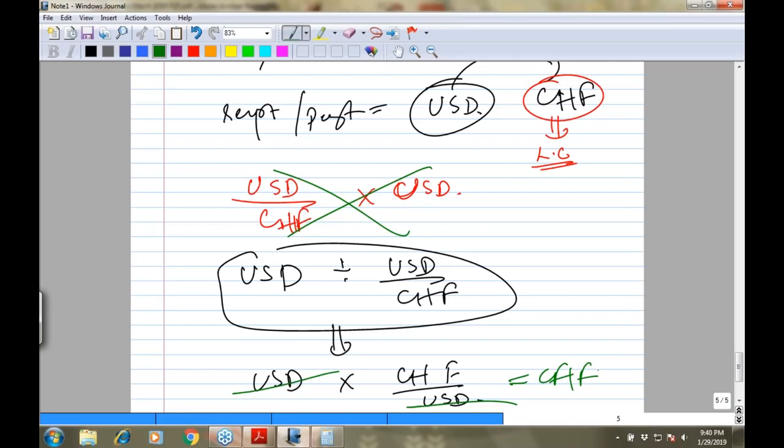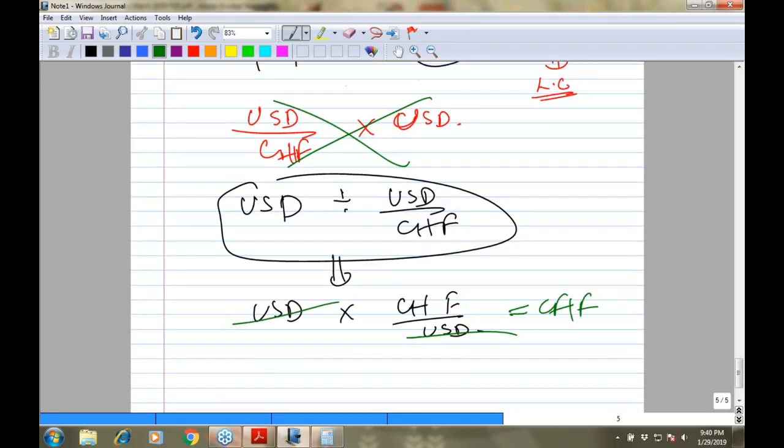So the USD gets cancelled out and you get the cash flow in terms of CHF. Whenever you want to deal with the currency conversion, always see how the exchange rate is quoted, and you need to cancel out the common currency. I hope this is clear to everybody now, how we cancel out the common currency and why we divide and why we multiply.